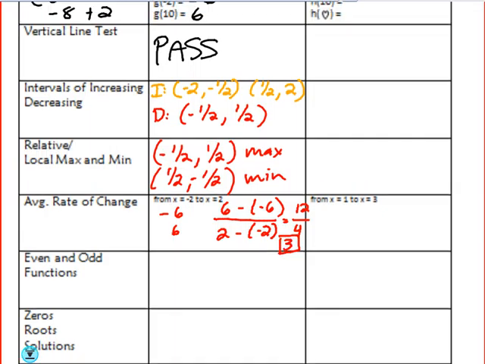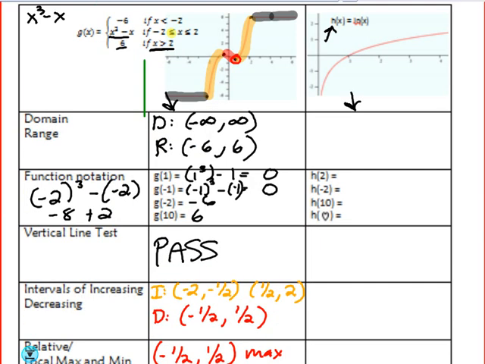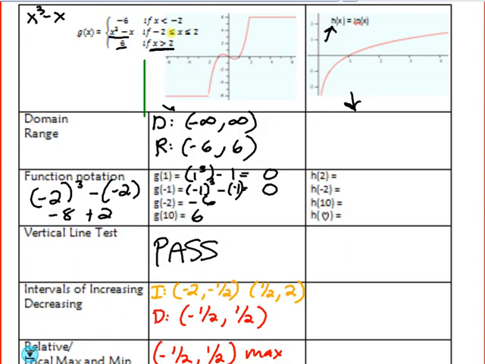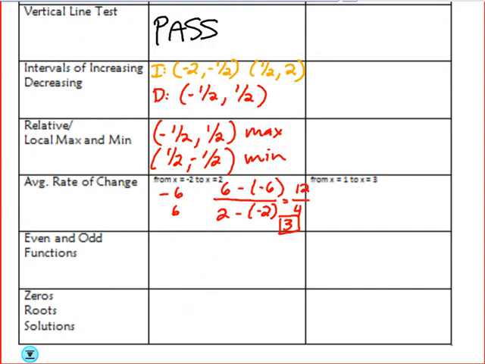Even odd functions, it certainly isn't even because you could see there's no symmetry on the y-axis, but you could check the symmetry about the origin. Let's take a look here. Yep, it's symmetric to the origin, and so we'll verify that algebraically. If we take f of -2 and add that to f of +2, well, f of -2 is -6, f of +2 is 6. That's 0, and you can verify that. This one's going to be odd.